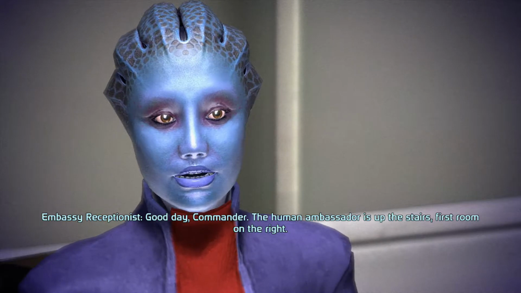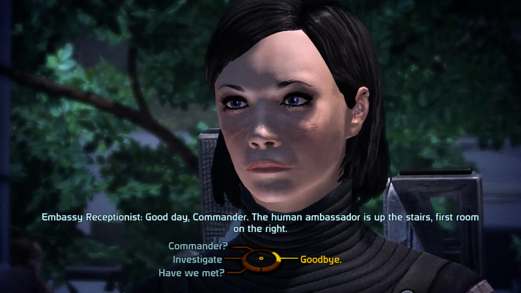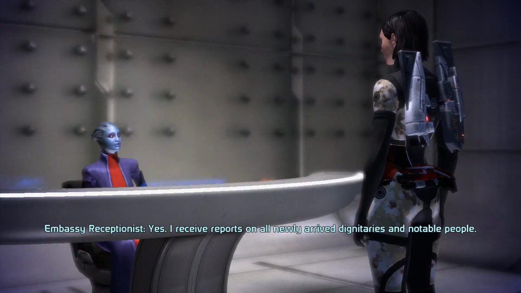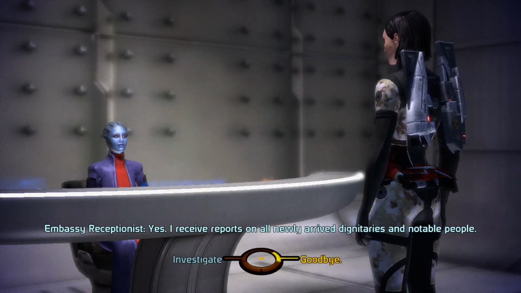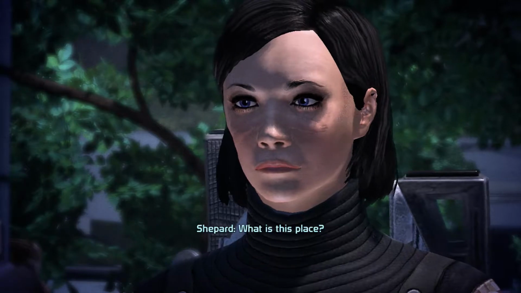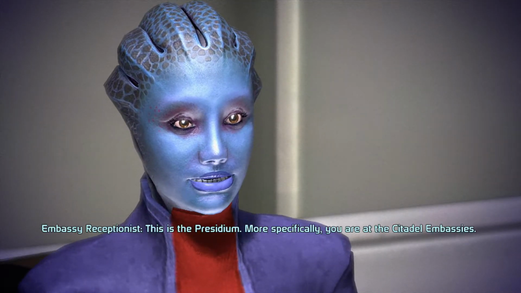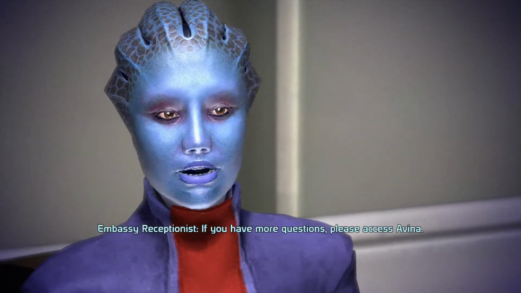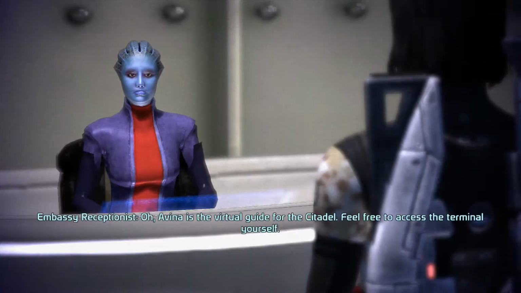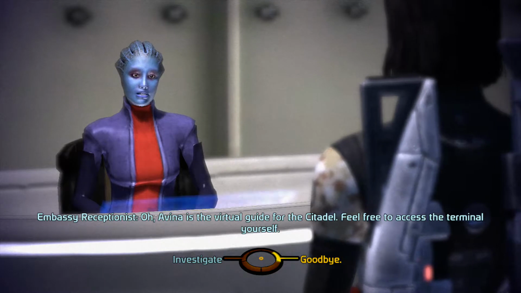Good day, Commander. The human ambassador is up the stairs, first room on the right. You know who I am? Yes, I receive reports on all newly arrived dignitaries and notable people. What is this place? This is the Presidium. More specifically, you are at the Citadel embassies. If you have more questions, please access Avina. What's that? Oh, Avina is the virtual guide for the Citadel. Feel free to access the terminal yourself.